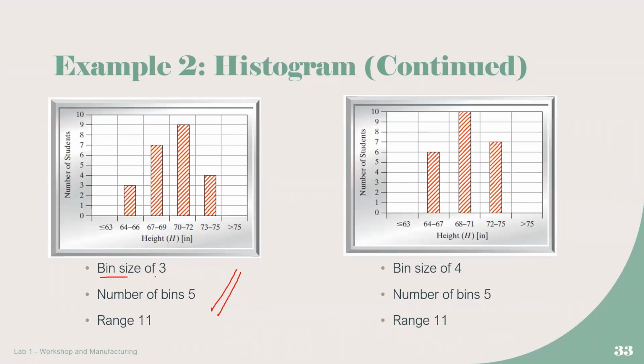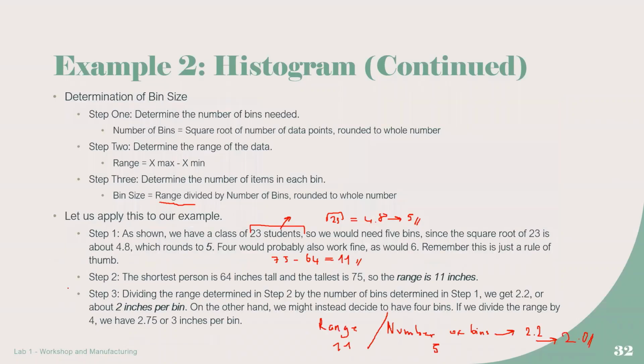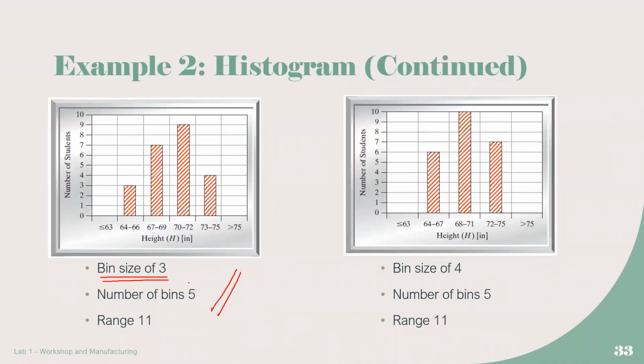But notice here the bin size is 3. You can always change your bin size, okay? If you take your bin size as 3, so in step 3 we have calculated bin size, right? The one way to do it is this, but you can always change your bin size, and you can just say, oh, no, I'm just going to make it 3, and according to that your histogram will change. Here the bin size is 4 and histogram is changed, okay?